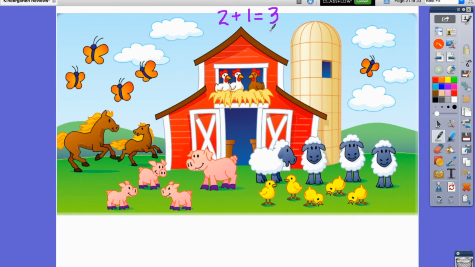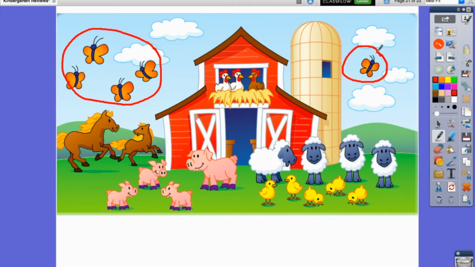Let's see, what else can we count that we haven't counted already? Yep, we've counted the horses, the pigs, the sheep, the ducks, and the chickens. We still have some butterflies to count. So let's look at it. I've got a group of butterflies over here, and I've got more butterflies over here. So those are going to be the 2 groups that I make using my addition sentence to put together.